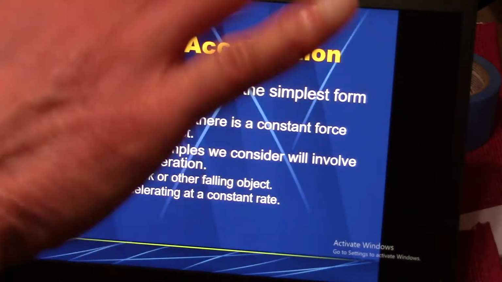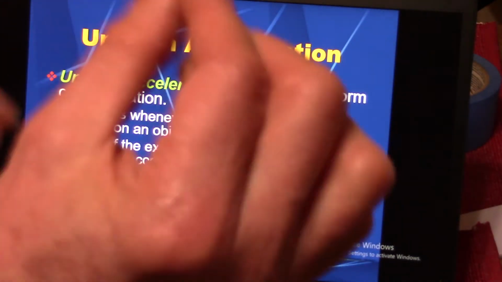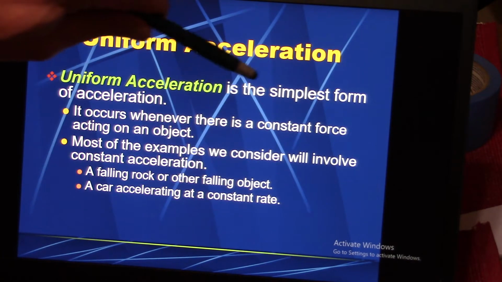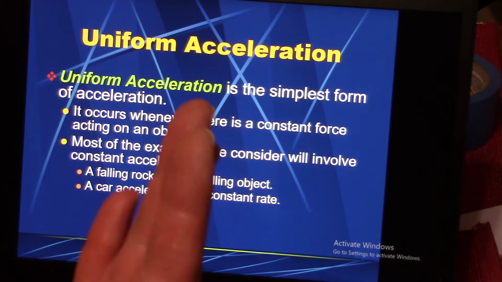Actually, when your acceleration is not uniform, there's little pieces of uniform where you would do it bit by bit. We're not going to worry about that. For the math, we're going to use uniform acceleration. It's the simplest form of acceleration. It occurs whenever there's a constant force acting on an object.